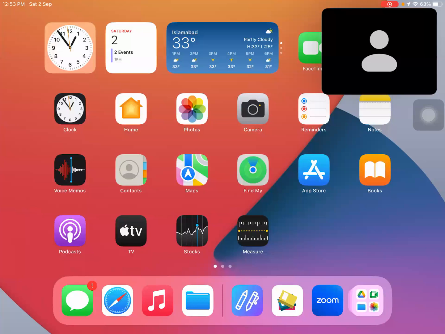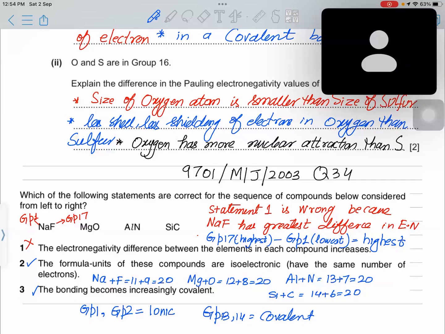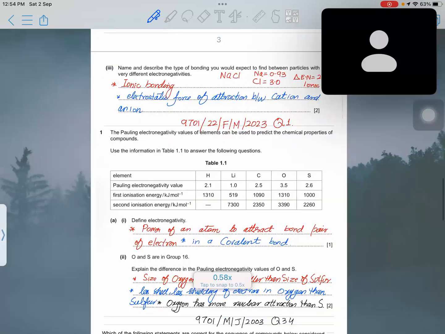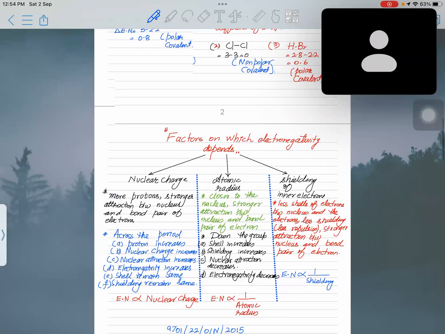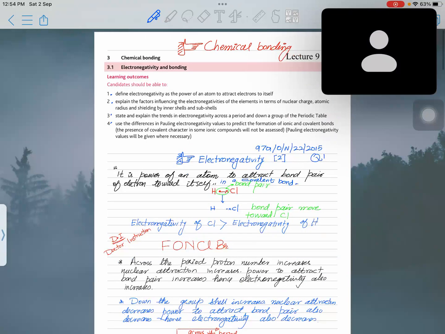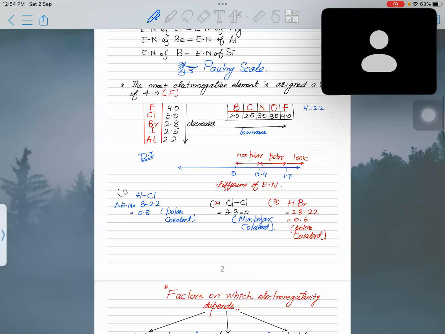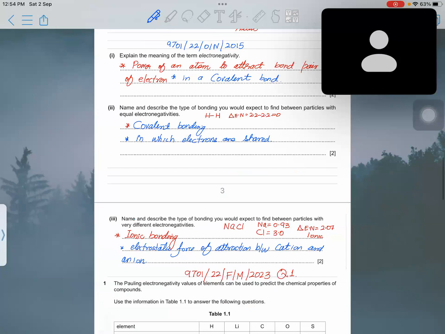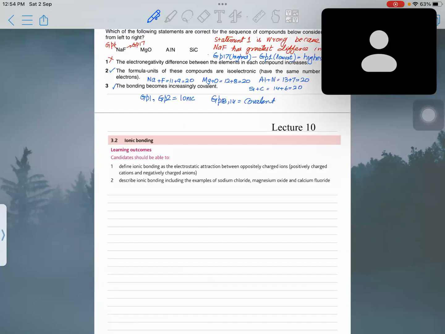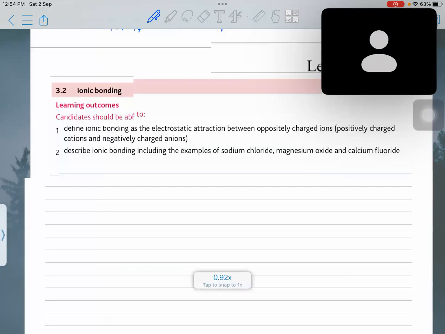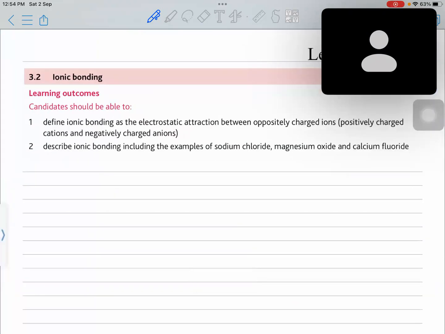Last time we discussed electronegativity, the Pauling scale. And then we moved to ionic bonding. Today's lecture number 10 is ionic bonding. Now, what is ionic bonding?